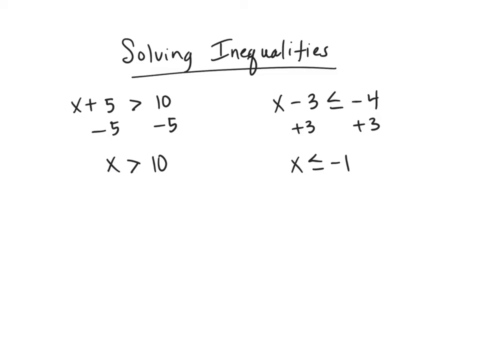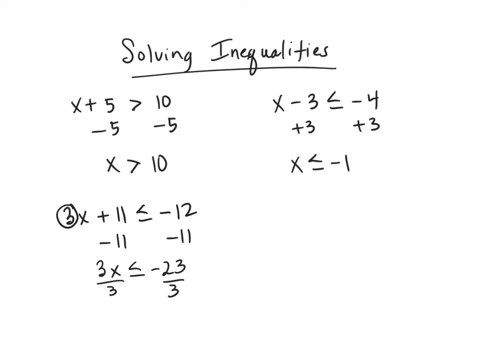Two more examples with two-step inequalities. If I had an inequality that was 3x plus 11 is less than or equal to negative 12. Remember that the coefficient is last, so I get rid of the 3 last. First thing I do when I get x by itself is get rid of that plus 11 with a minus 11. So this is 3x is less than or equal to negative 12 minus 11, which is negative 23. I'll divide both sides by 3, and x is less than or equal to negative 23 thirds.